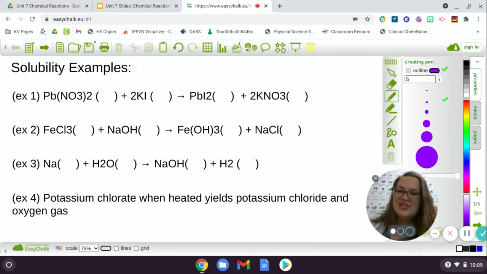Hi guys, I'm going to go through your solubility rules examples with you. So things to note when we do solubility rules. We do have a set of rules we can go through, but there's a few tips and tricks that can make it a lot easier.